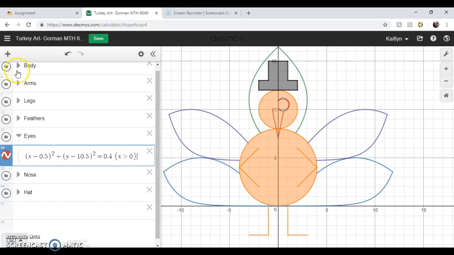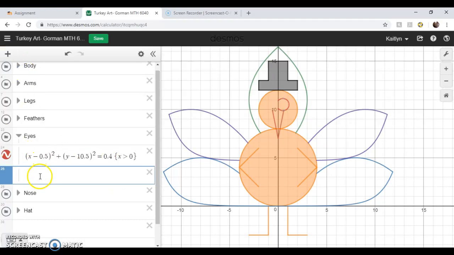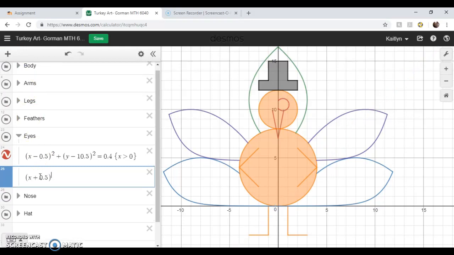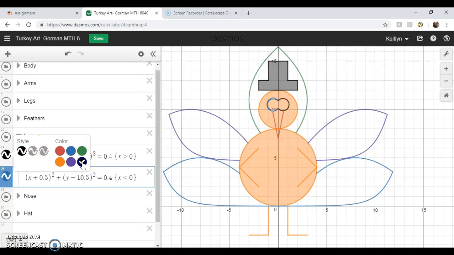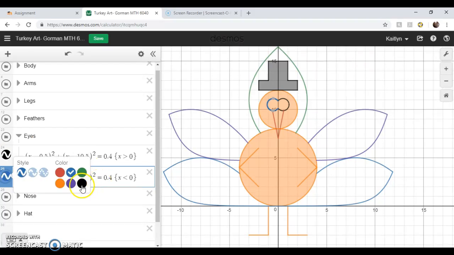Okay, then I'm going to add the other eye. So again, it was about x plus 0.5 squared this time, plus y minus 10.5 squared. And then I want the same shape, so I'm going to use the same radius. And I also, again, don't want it to overlap, so I'm going to restrict my domain to x is less than 0 this time. And I want to make these black, so I'm going to change the color for both of these to be black for the outline of the eyes.